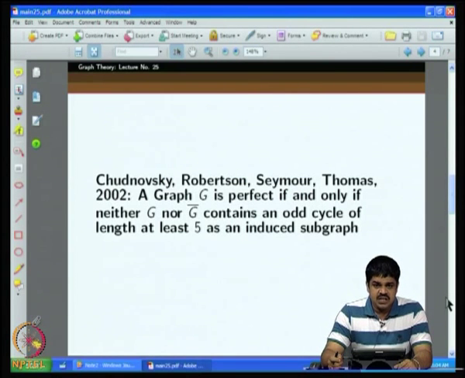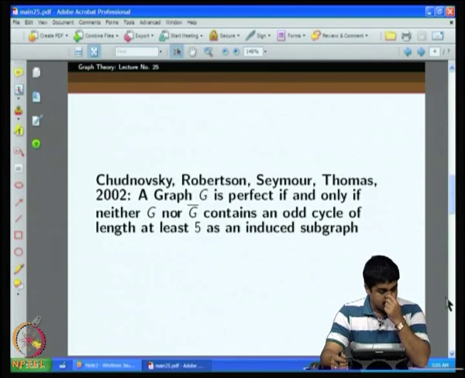Historically, there was also a weak perfect graph conjecture, which was proved by Lovász. It said that if G is a perfect graph, then its complement is also a perfect graph. We have been verifying this for several graph classes in the beginning, and whenever we saw that a graph class is perfect, its complement class was also perfect. Now, that is a general statement: whenever G is perfect, G complement is also perfect.